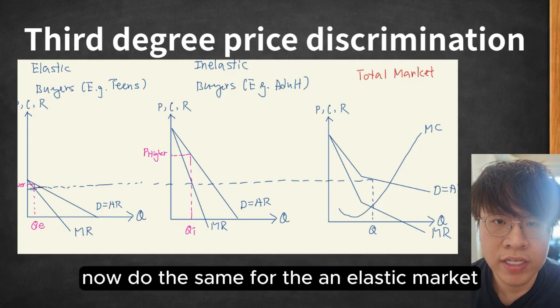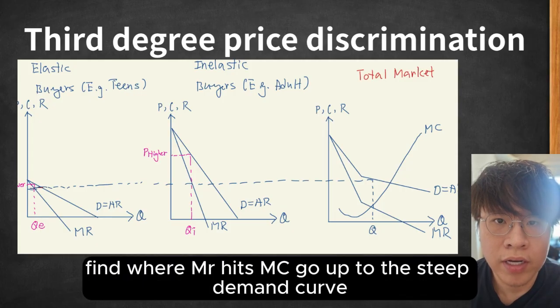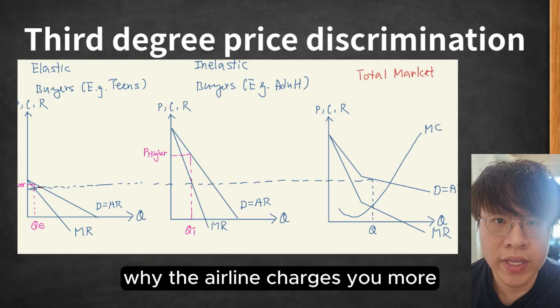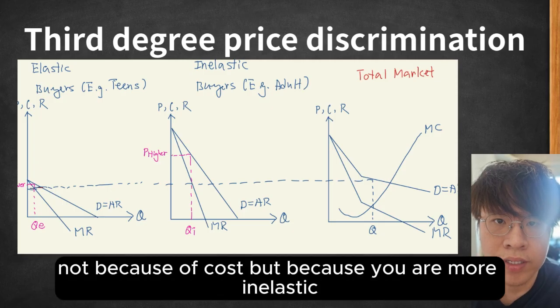Now do the same for the inelastic market. Find where MR hits MC. Go up to the steep demand curve. You will see clearly that the price is significantly higher. This gap proves mathematically why the airline charges you more, not because of cost, but because you are more inelastic.